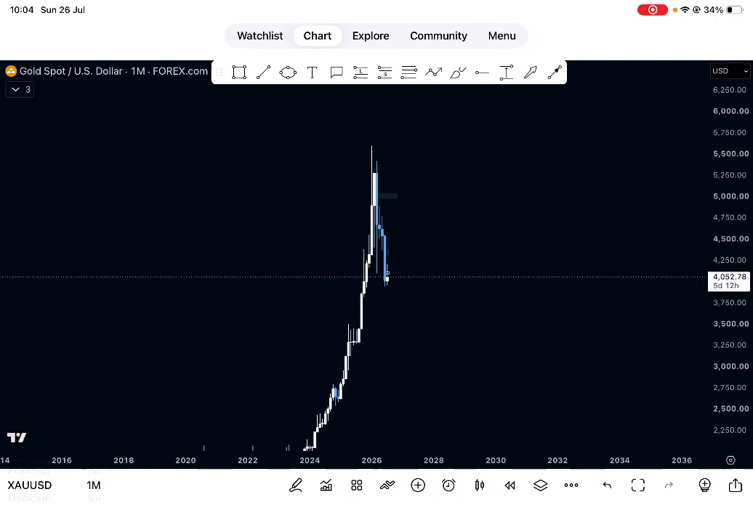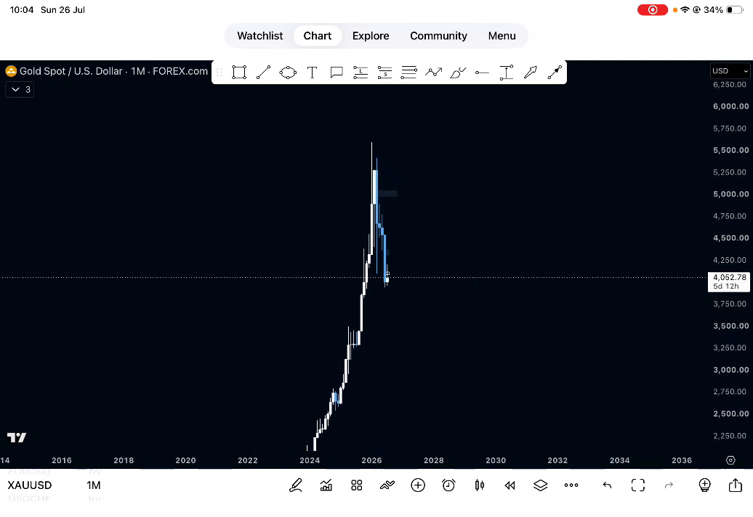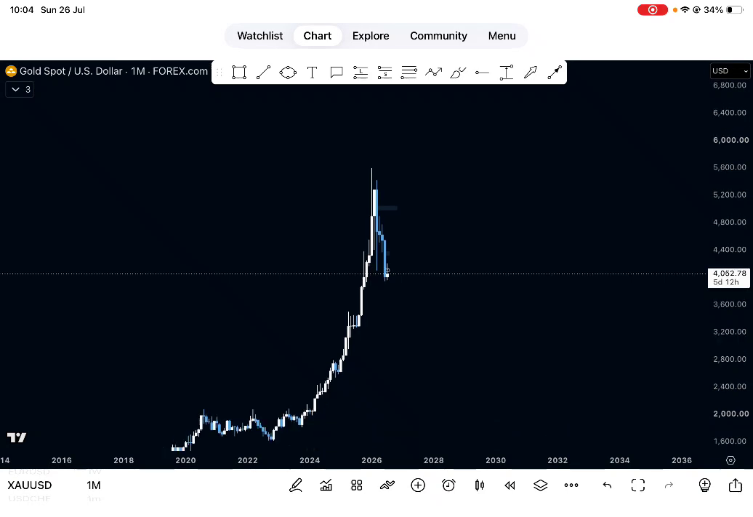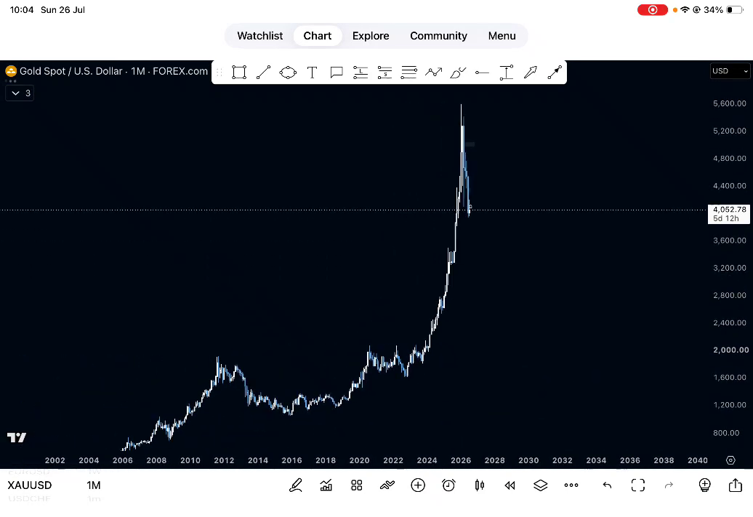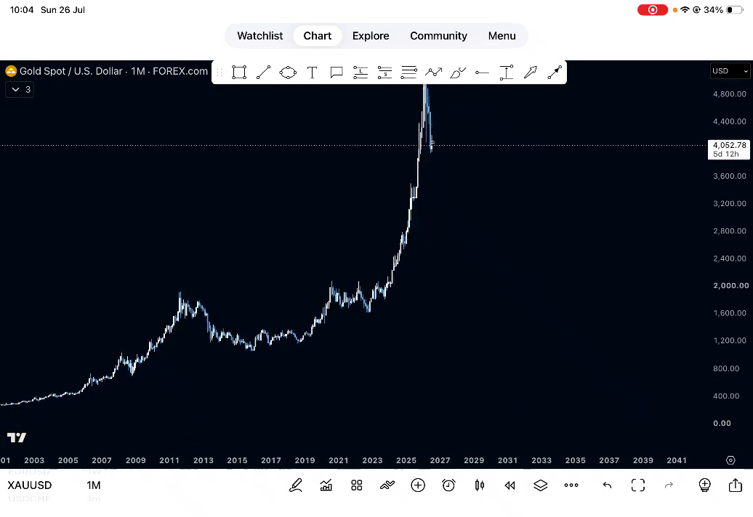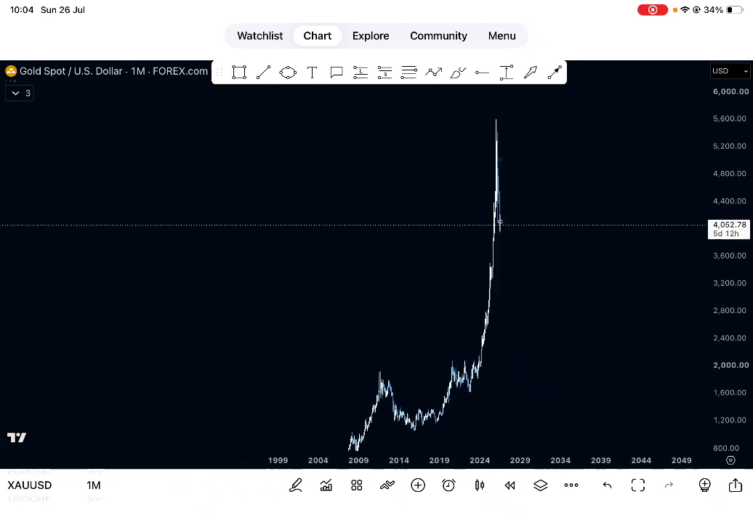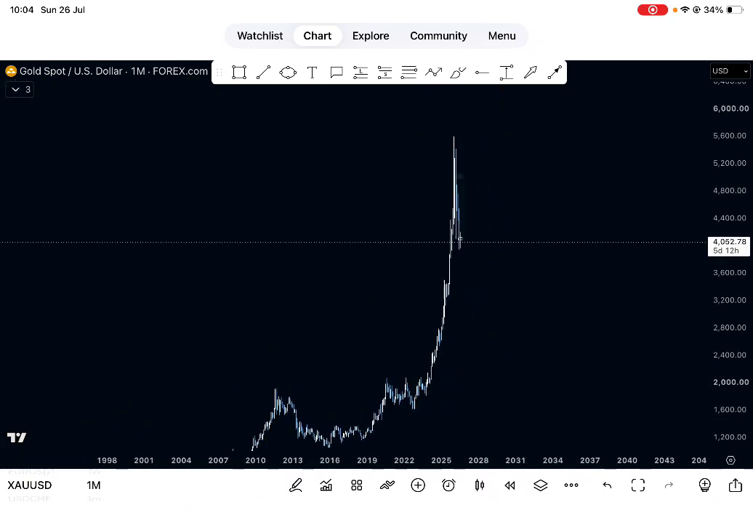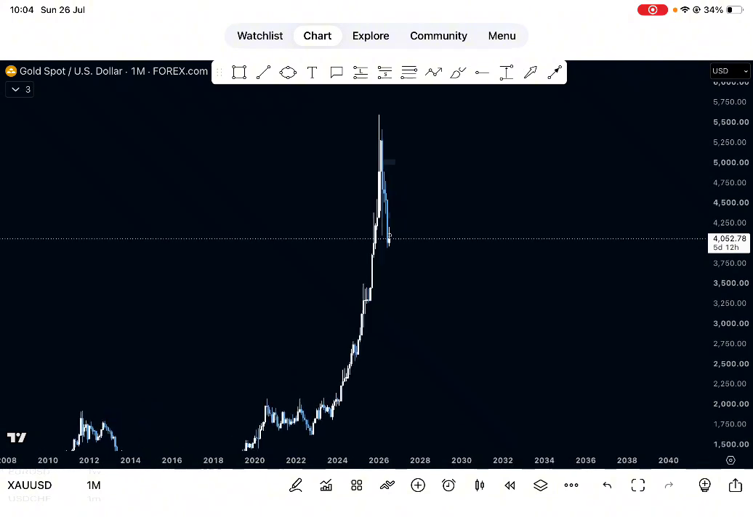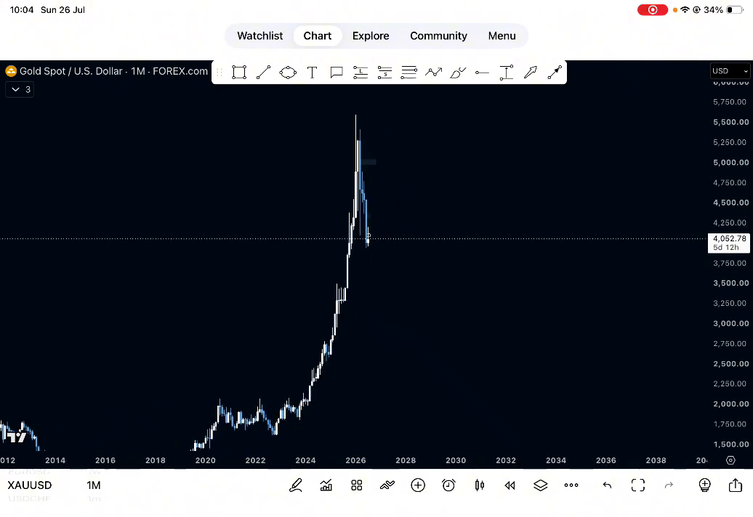I decided to share my thoughts on gold. This is the first time I'll be reviewing gold on this page, so let's go straight to it. As you can see, the monthly time frame on gold is bullish. You don't even have to draw anything to see that.